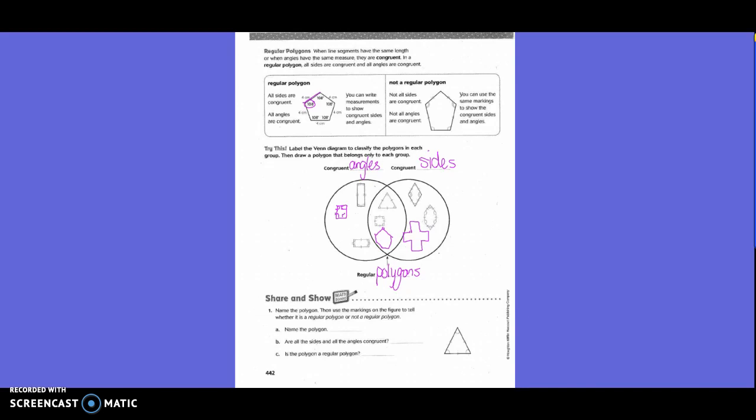Share and show. Name the polygon, then use the markings on the figure to tell whether it is a regular polygon or not a regular polygon. So the name of the polygon is, what is it, guys? A triangle. Are all the sides and all the angles congruent? So are they all congruent and in the same length? Yes. Okay, so is the polygon a regular polygon or not? Regular. Yes. Okay, and so yes, it is a regular polygon.